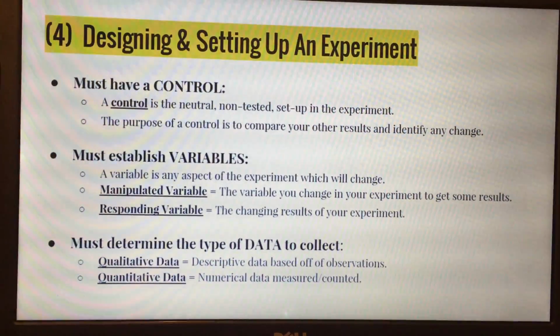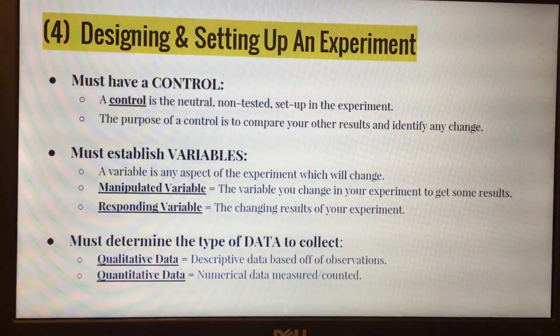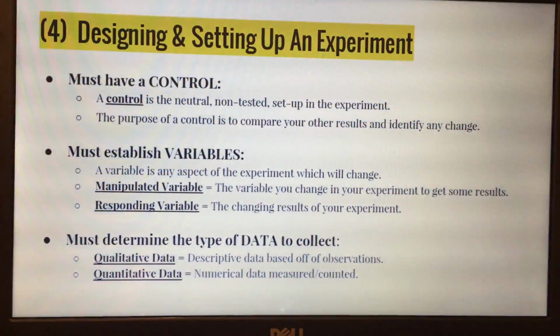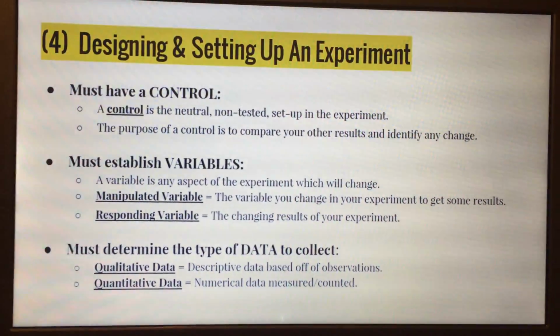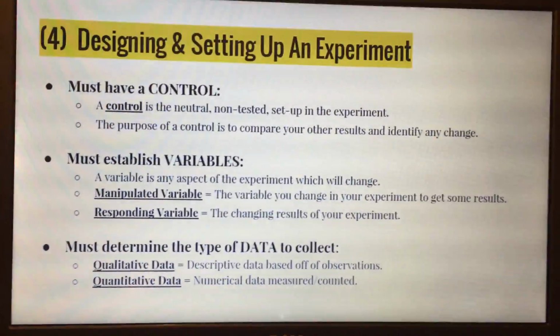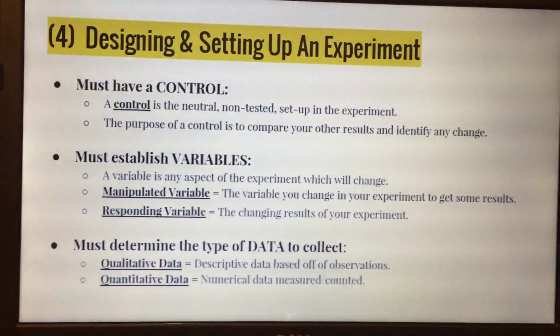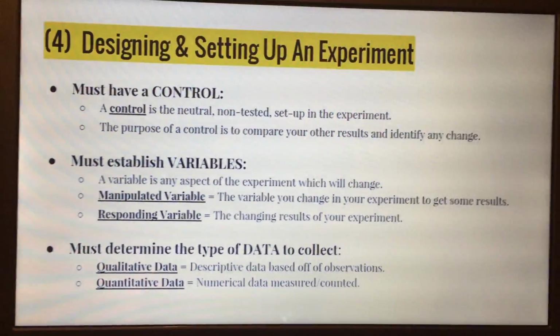A control is the neutral, non-tested setup in the experiment. It's something that you aren't going to touch. You aren't going to add anything to it. And the whole purpose of a control is to compare changes that occur in the lab or experiment to this setup.